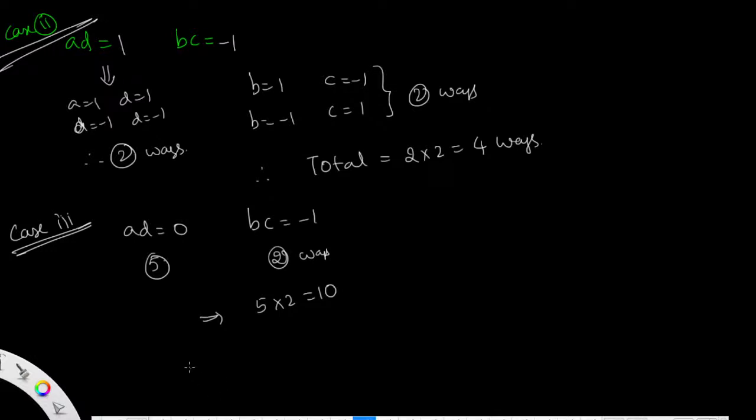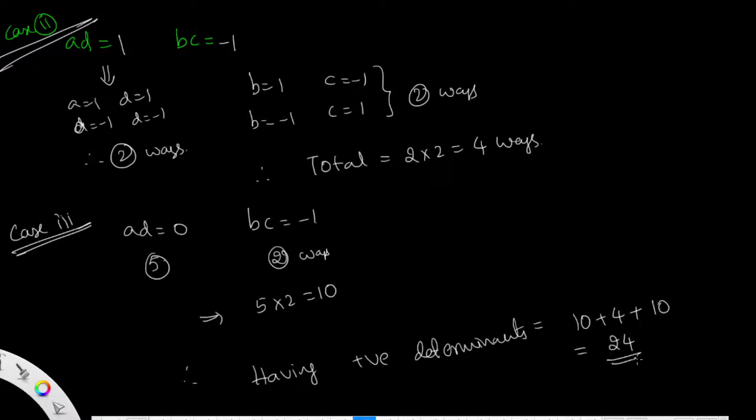Therefore, having positive determinant values by using the 3 cases, that is totally 10 plus 4 plus how much? 10 plus 4 plus 10. That is equal to 24 cases. This is the case 2.